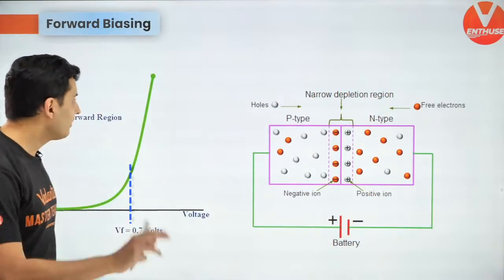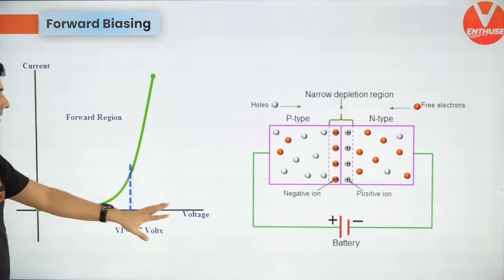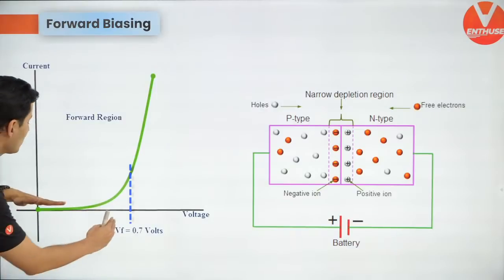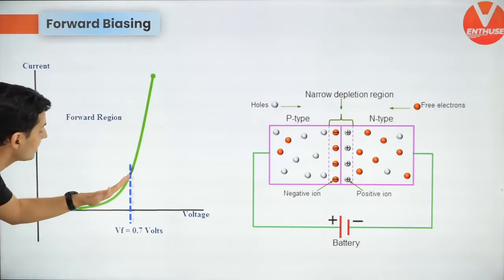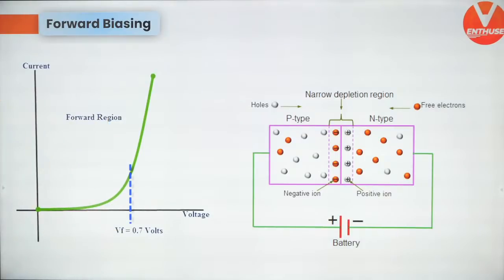Yes, very important. And this is called forward bias, and this is how current changes with voltage. For most of the voltages, hardly any current flows. Suddenly the current shoots up for higher voltages.